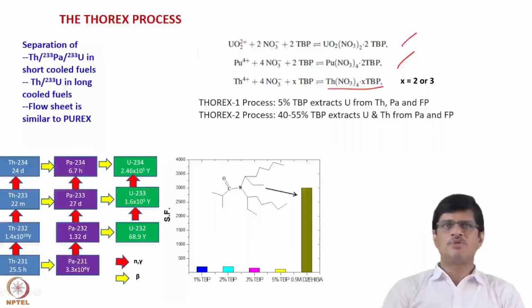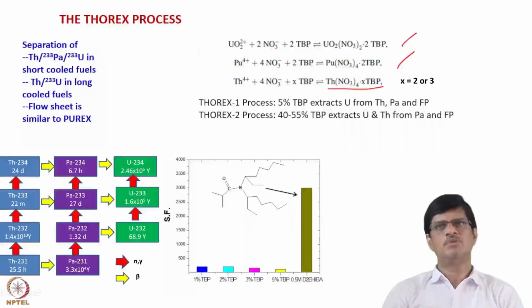Now there are two types of TBP Thorex processes. One is called the Thorex 1 process, where 5% TBP is used for the extraction of uranium from thorium, protactinium and the fission products. There is another process called Thorex 2, where 40 to 55% TBP is used for the extraction of uranium and thorium from plutonium, protactinium and the fission products. In the first process, Thorex 1, the TBP concentration is much lower, so thorium extraction is prevented and only uranium is extracted. In the Thorex 2 process, both uranium and thorium can be extracted.